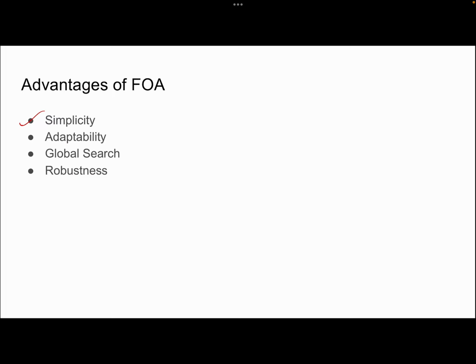Now, moving to the second advantage, that is its adaptability. This algorithm can be easily adapted and customized to suit various optimization problems. Now, coming to the global search. The Firefly optimization algorithm has a strong global search capability, which helps in finding the global optima in complex search spaces. Now coming to the robustness. This algorithm is relatively robust to noise and local optima due to its population-based nature and exploration balance.